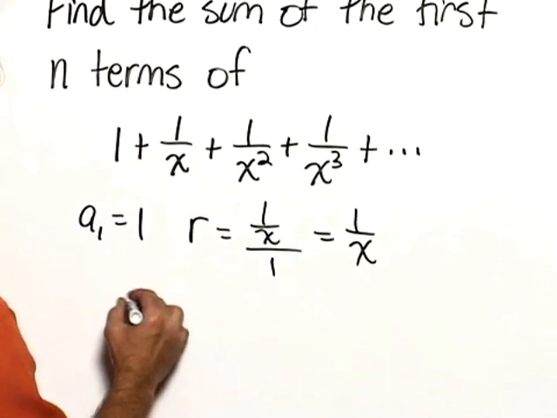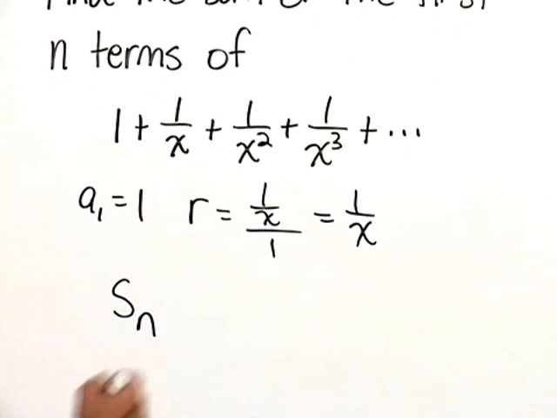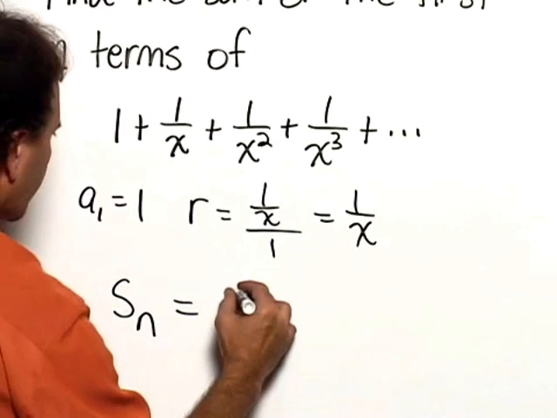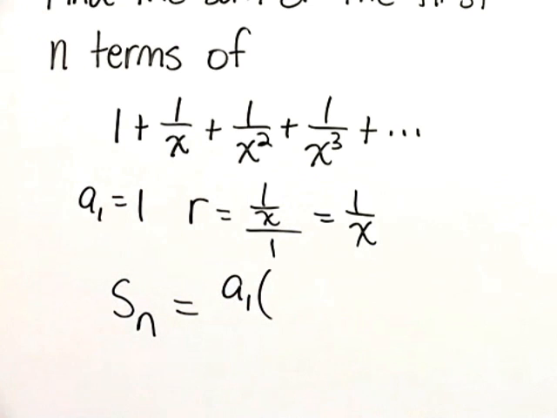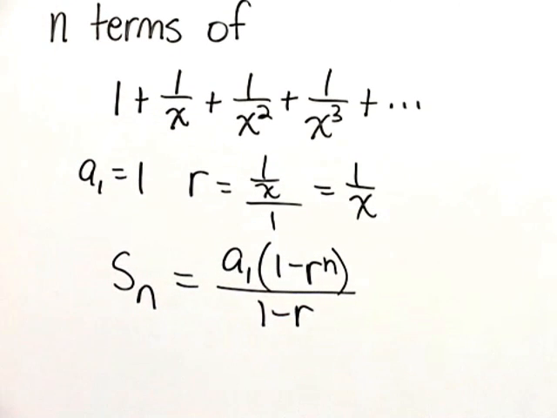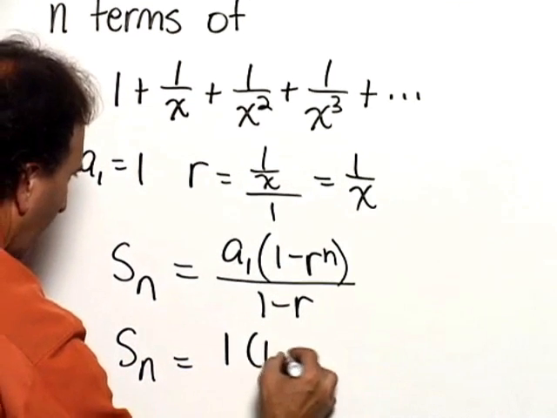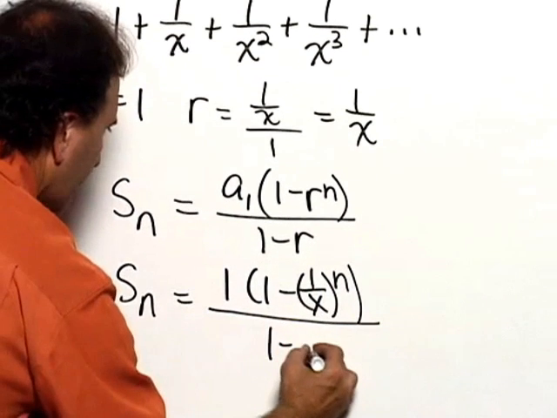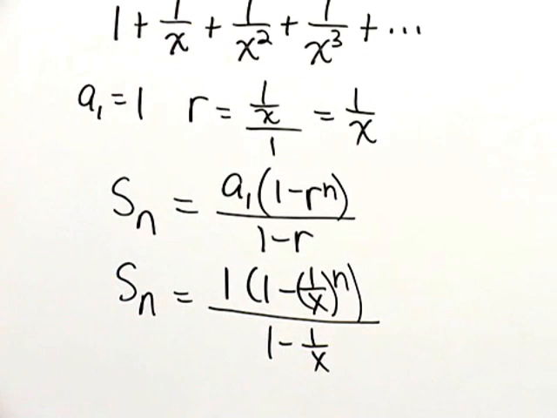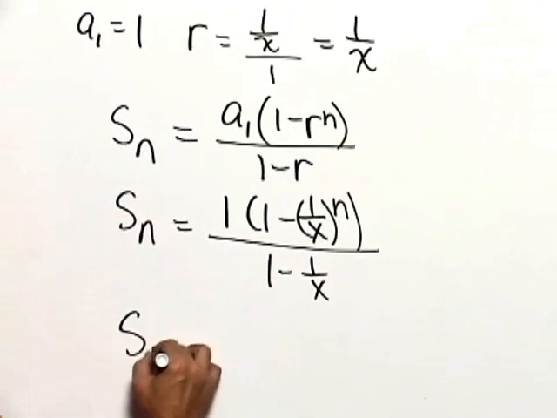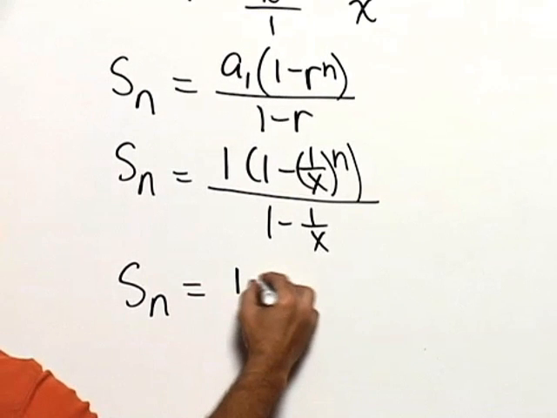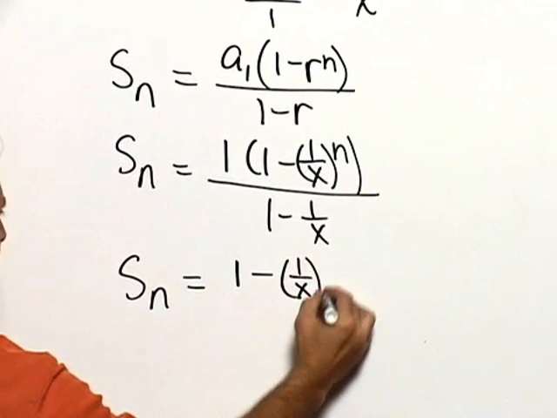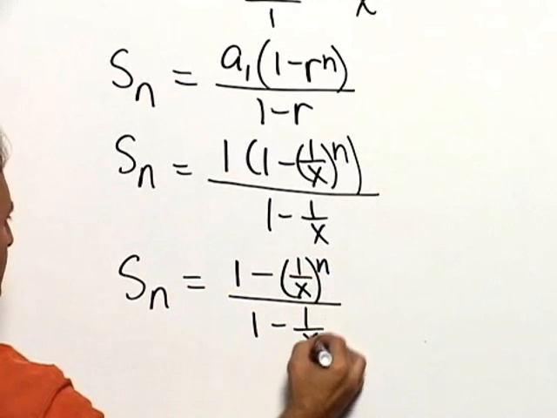Now the general formula for the sum of the first n terms is S sub n equals a sub 1 times, in parentheses, 1 minus r to the n, divided by 1 minus r. We can now make our substitutions. S sub n would be equal to 1 times 1 minus 1 over x raised to the n, divided by 1 minus 1 over x. Simplifying that just a little bit, we could give an answer S sub n equals 1 minus 1 over x to the n divided by 1 minus 1 over x.